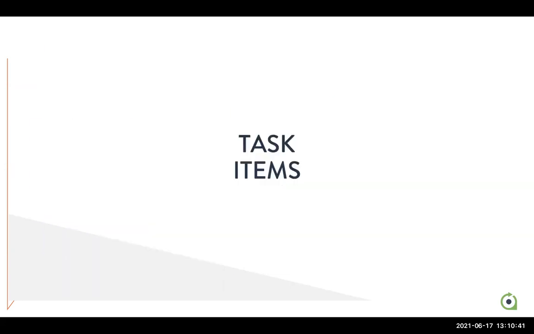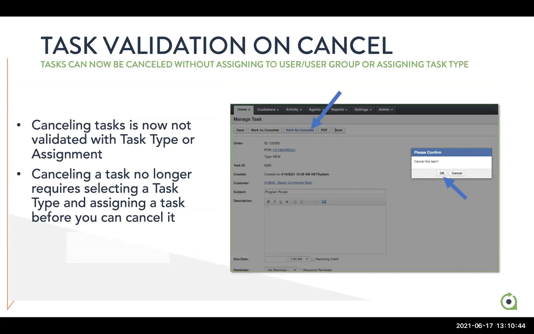All right, moving on to task items. Task validation on cancel. So now you can cancel tasks without having to open up the task and assigning it a user or a user group or assigning a task type. So if tasks are created, you can cancel the task. Before, it would tell you that there was an error. You had to go open the task up and assign it to a person and give it a task type before the system would allow you to cancel it. Now you can just cancel the task, and it doesn't ask you to assign it to someone before you cancel it. So that has been taken care of.